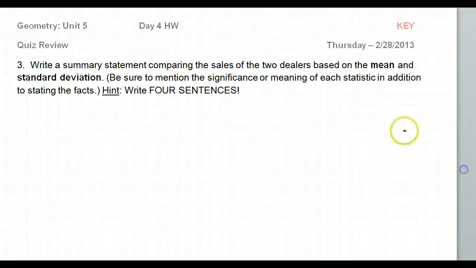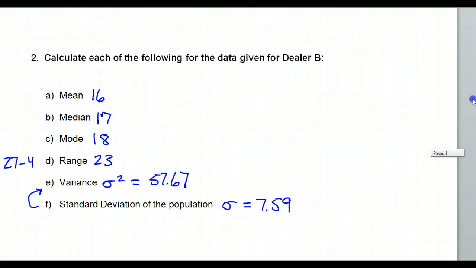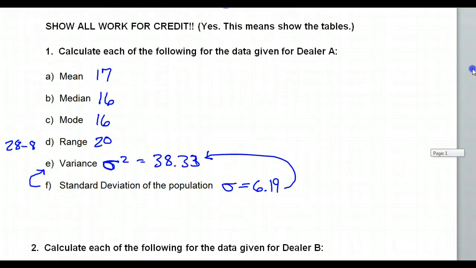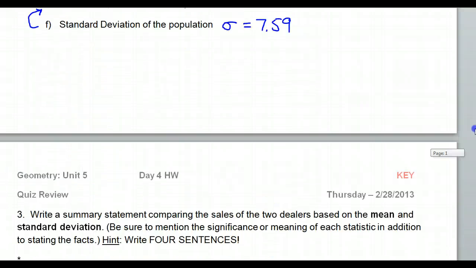Now, for number 3, we are supposed to write a summary statement comparing the sales of the two dealers based on the mean and the standard deviation. I'm giving you a hint to write 4 sentences. What I would like you to do is make your 4 sentences sort of like this. I like to do 2 sentences about the mean and 2 sentences about the standard deviation. First, let's start with the mean. State the facts. Who has the higher mean? I see dealer A 17, dealer B 16.